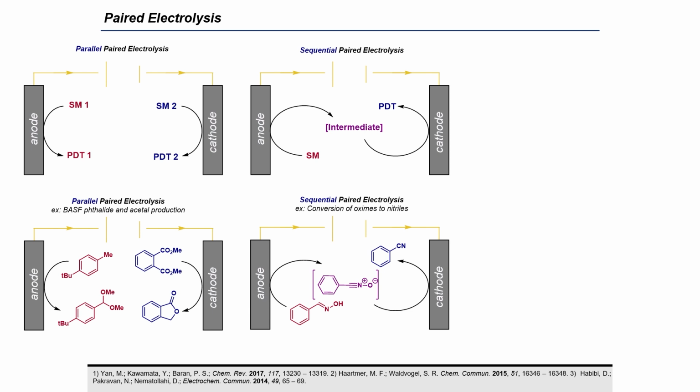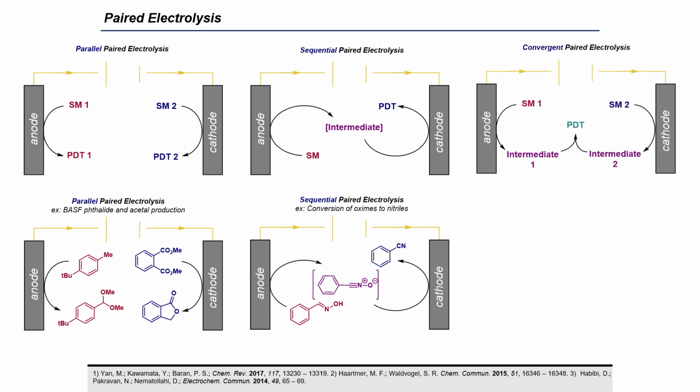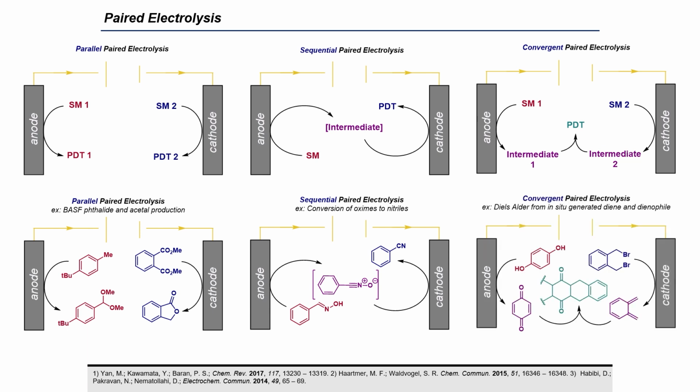Finally, the least common but no less important form is convergent paired electrolysis. In this mode of electrochemistry, two starting materials are both converted to two different intermediates, one via reduction and one via oxidation. These two intermediates react to form a single product. For example, the electrochemical Diels-Alder shown below generates both the diene and the dienophile in a convergent paired electrolysis. First, hydroquinone is oxidized to benzoquinone at the anode. Meanwhile, this dibromoxylene is reduced to the corresponding reactive diene at the cathode. These two electrogenerated species then react to forge the desired product.